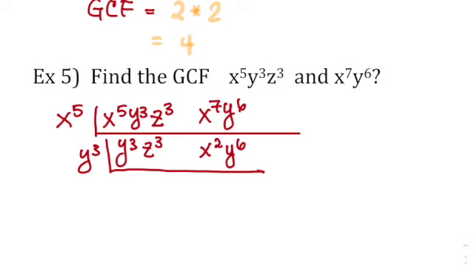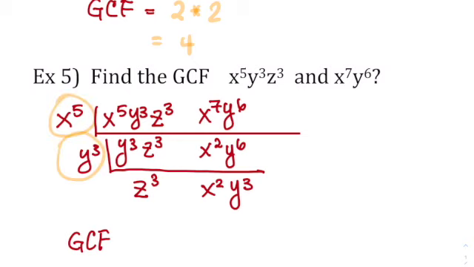So y to the 3rd divided by y to the 3rd cancels out and gives you 1. So 1 times z to the 3rd is just z to the 3rd. And then y to the 3rd cancels with the y to the 6th, which will leave you with x to the 2nd, y to the 3rd. And your greatest common factor is the letters they share, which in this case is x to the 5th, y to the 3rd, and there's the answer.